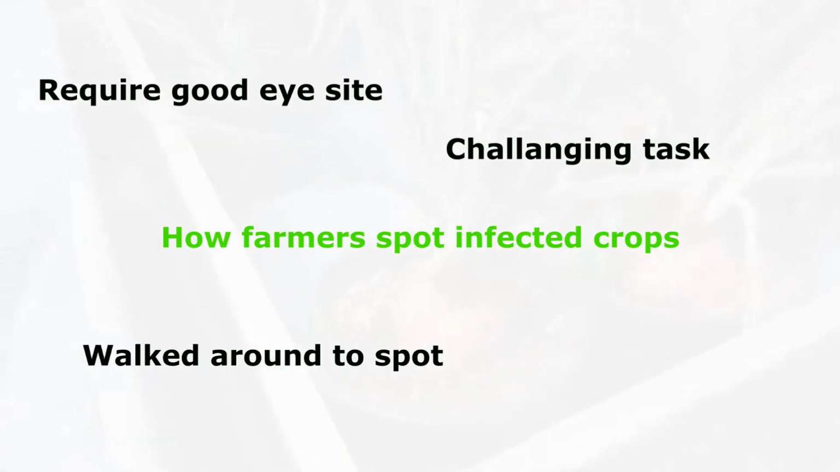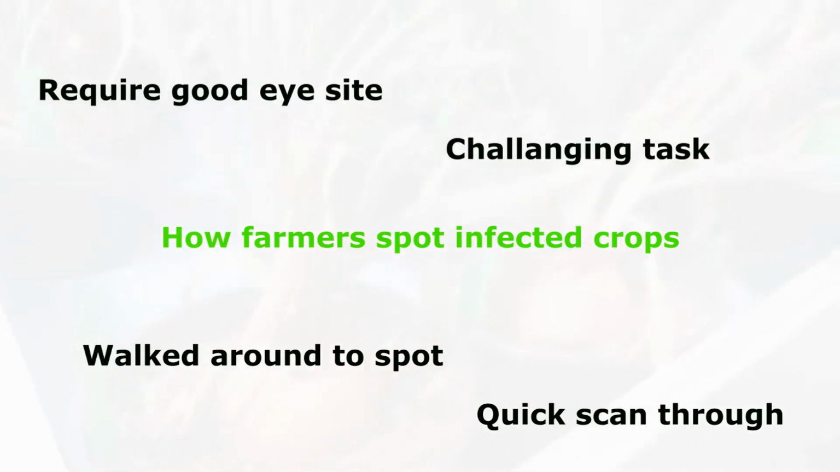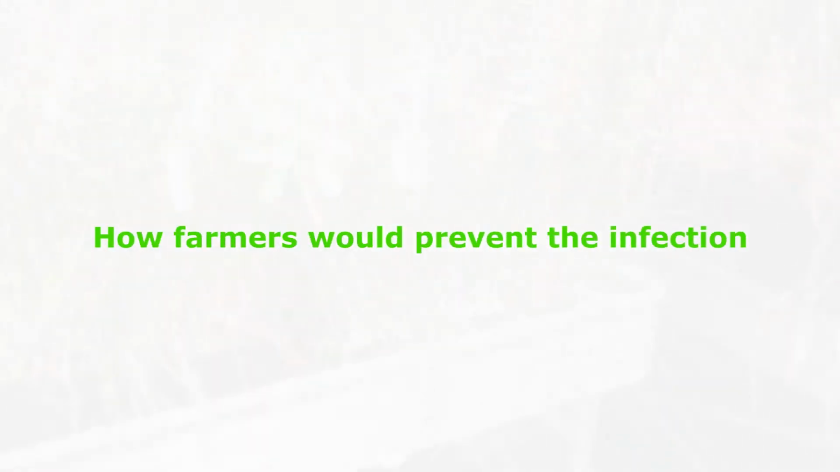The farmers did not seem to look at each crop meticulously. It was more of a scan through, searching for fully infected ones rather than ones that have just started being infected. They're more difficult to spot. How farmers would prevent the infection.